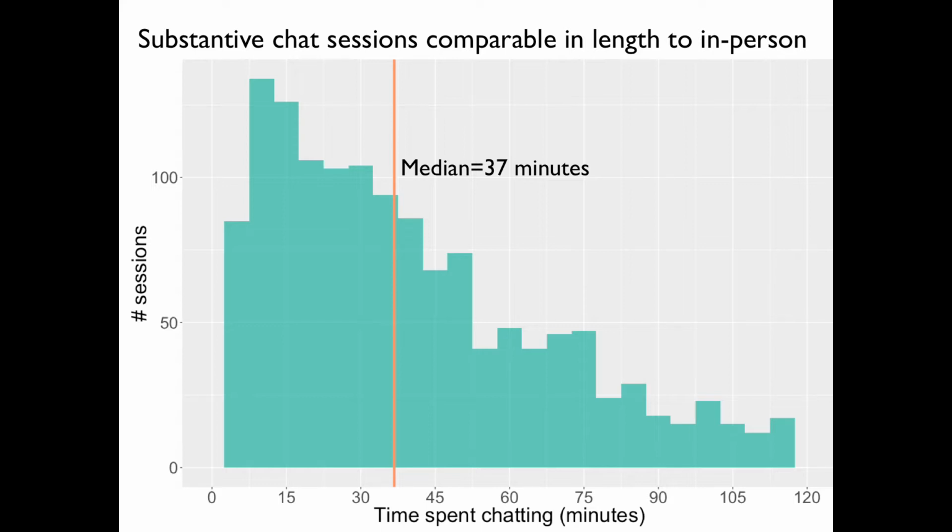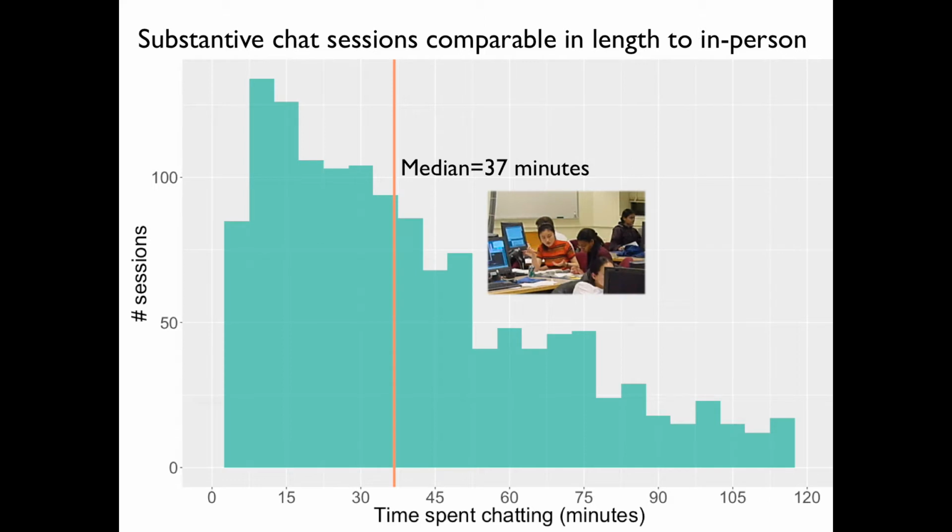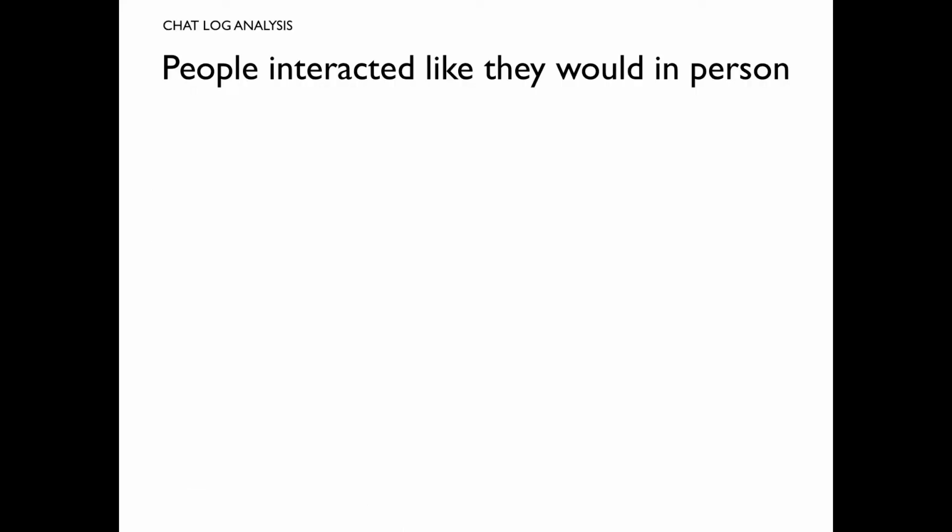So this is a distribution of session length, and the median was 37 minutes. So this really is indicative of 2 people or more working together in a lab for a fairly substantial amount of time trying to work through things together. This is not just someone jumping in for a minute or 2. From analyzing the chat logs, we found out that people interacted like they would in person.